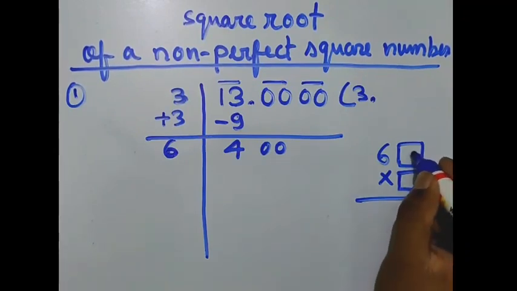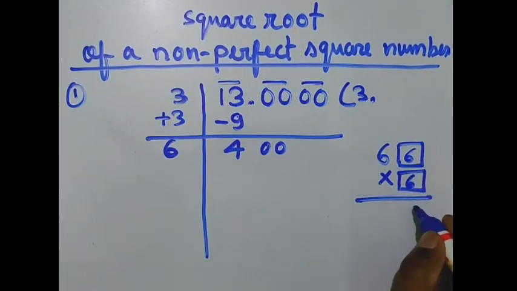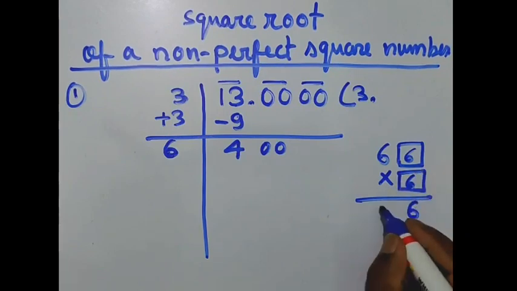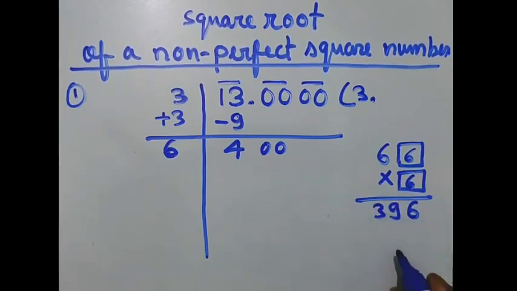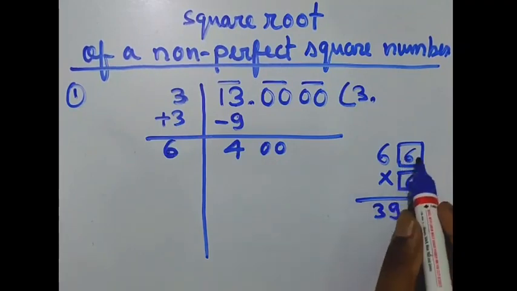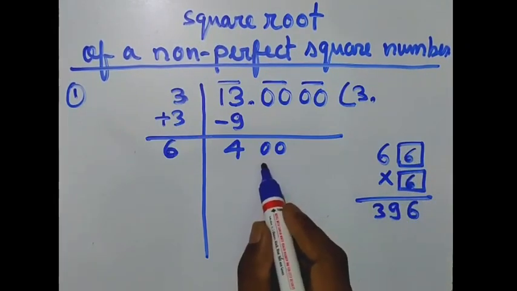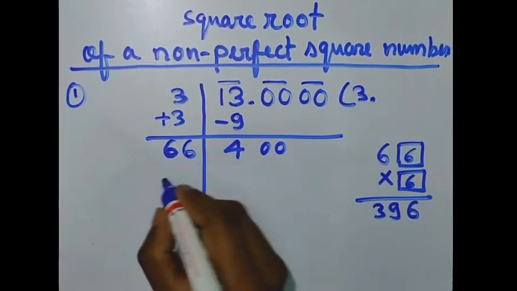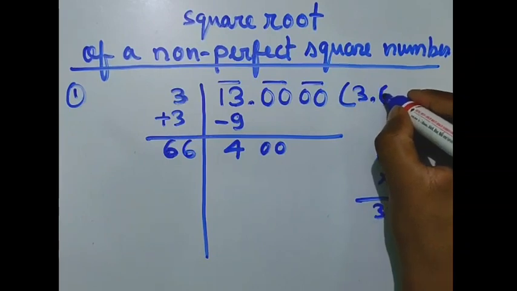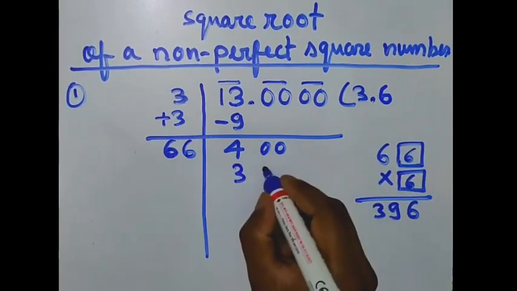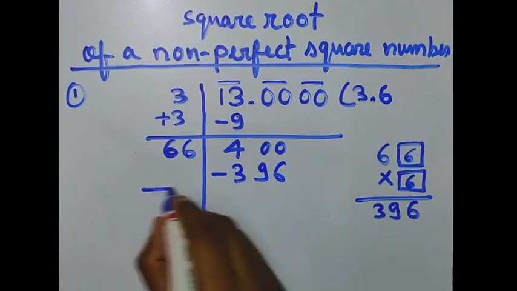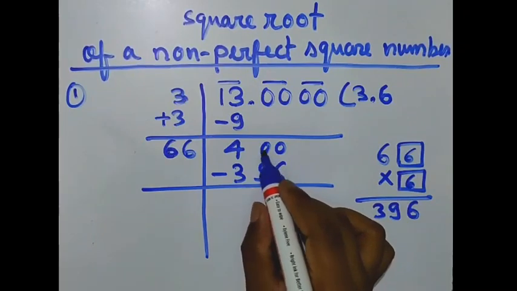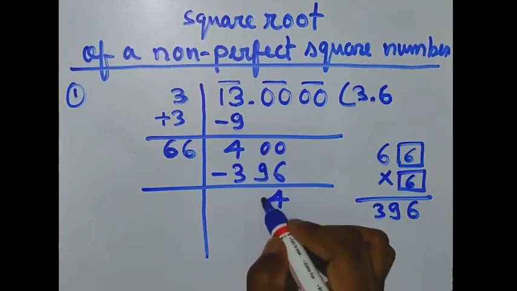Let's take 6. So 6 6 is 36, 6 6 is 36 plus 3 will get 39. Yes, 396 is close, but if I multiply in 7 here then it will be more than this, so we can take 6. So we can put 6, so 66 times 6 will give us 396. Now we'll subtract this, so what will we get? 4, right? Because we'll carry here 1, we'll carry here, this will become 9 and nothing will be left here.